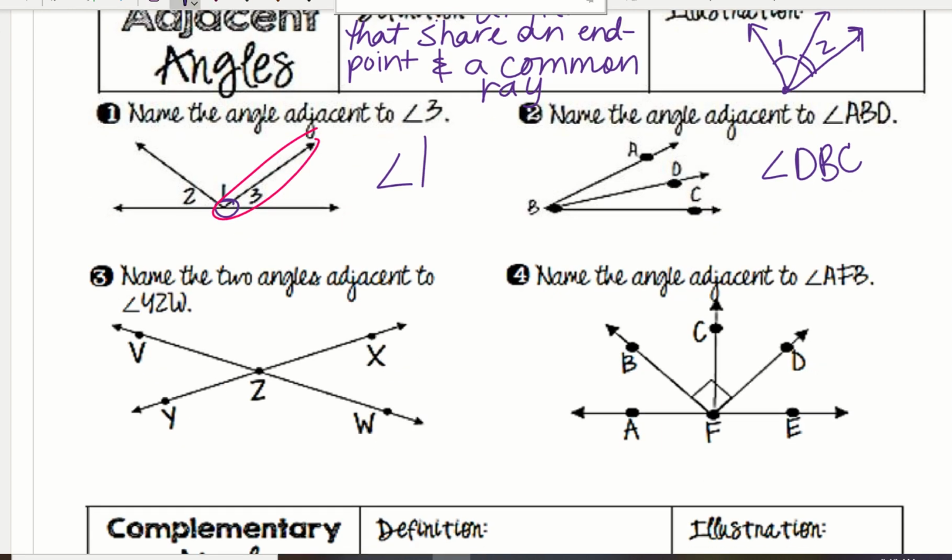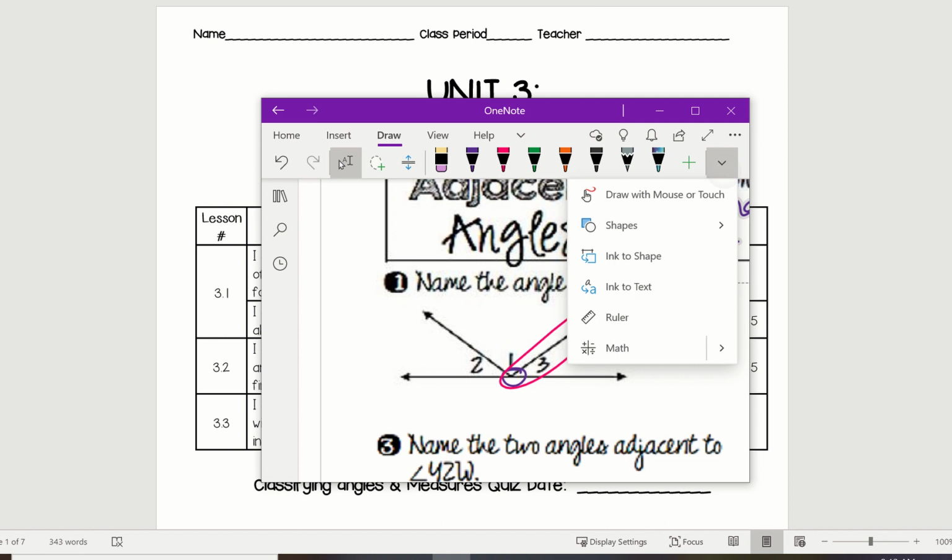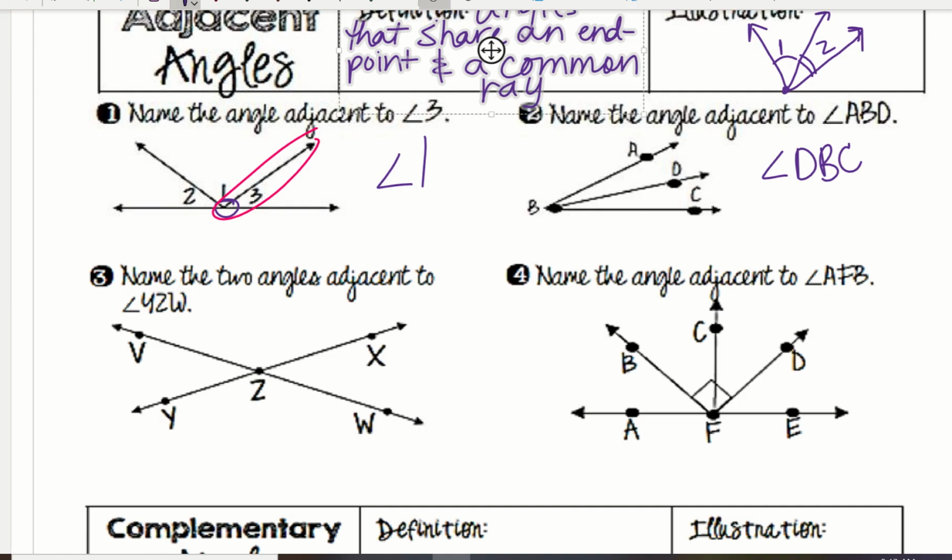Okay, for number 3, Jose, what did you get for one of the angles that's adjacent to YZW? Remember YZW? Angle XZW. I think that's right. YZW, yes. Angle XZW would be one of them. I'm going to trace that one in purple because here's our vertex that they share, and then they share the side, ZW.